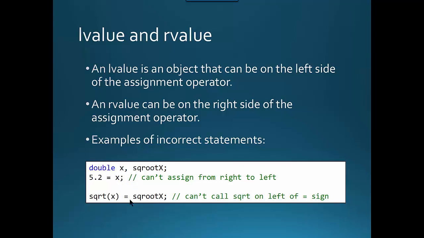And then similarly, here, square root open parentheses X, that's actually a function call. You can't assign a value into a function call. Again, this is backwards. Really, it should have been square root X, which is a variable name, should have had the results of square root X assigned into it. So this is backwards as well.